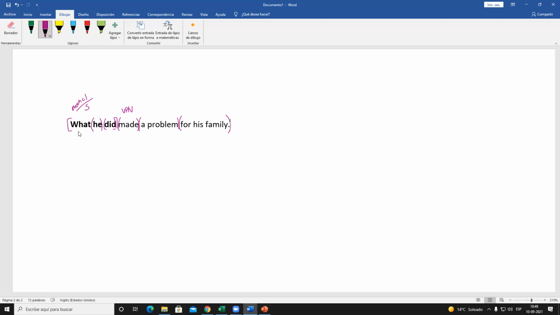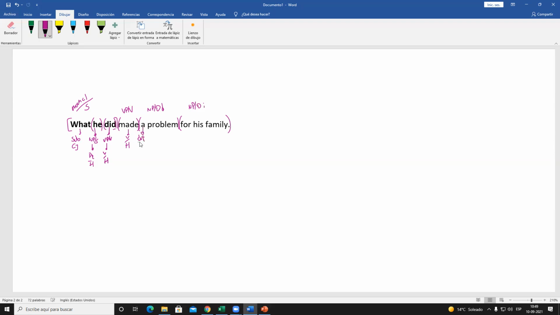So I'm going to provide the analysis for this. What is then my subordinating conjunction? He is the noun phrase subject made out of the pronoun head. Did is the verb phrase made out of the verb head. Then made is the verb head. A problem is a noun phrase, direct object. What was made? A problem. To whom? For his family. This is the noun phrase object, but indirect object.